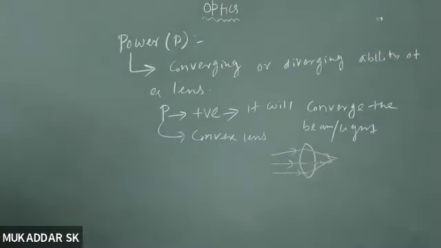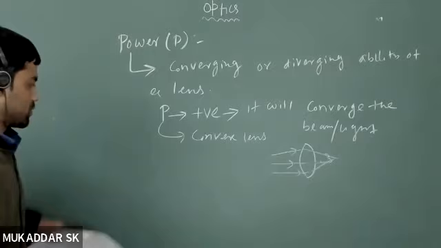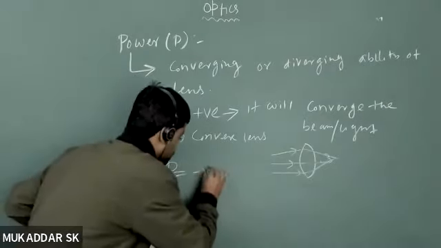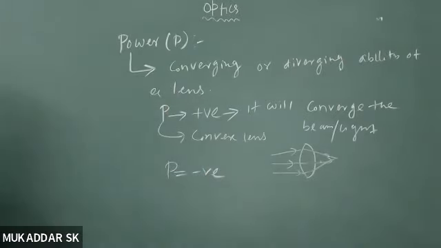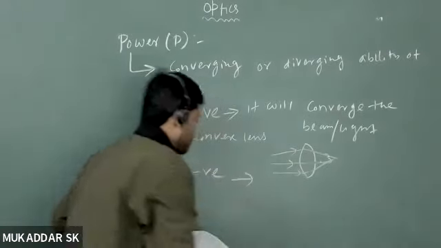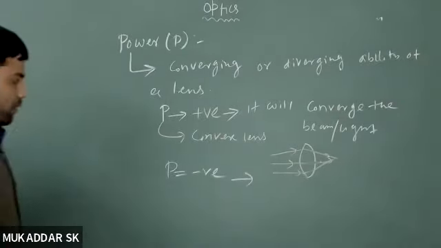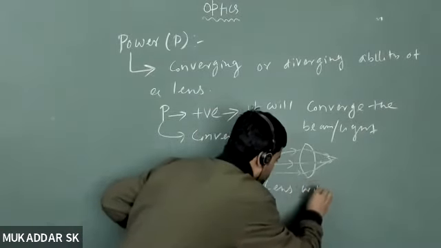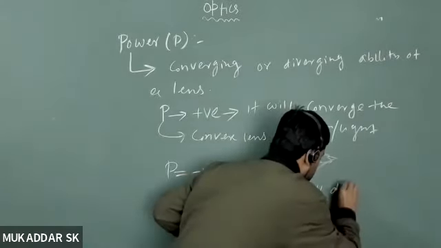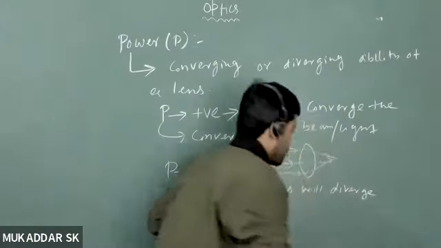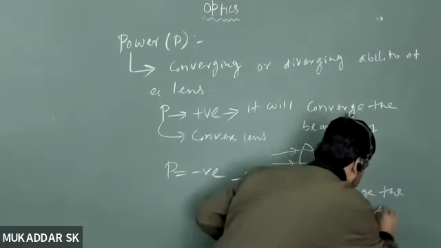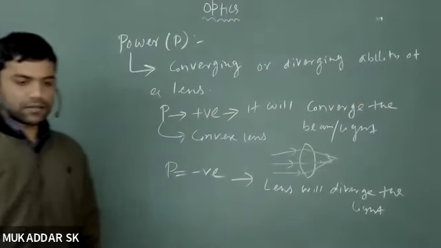Okay, it means it will basically converge. And on the other hand, if you have power that is negative, okay, then it represents that the lens will diverge the light. Okay, the lens will diverge the light.